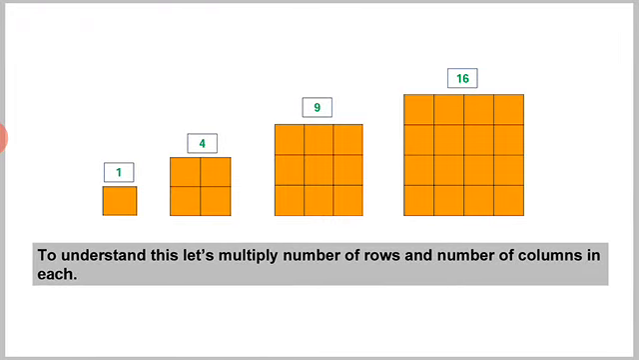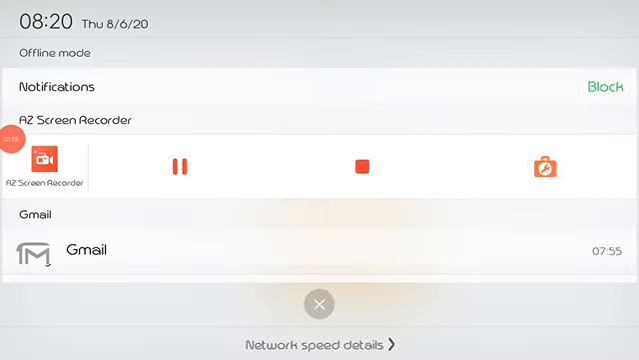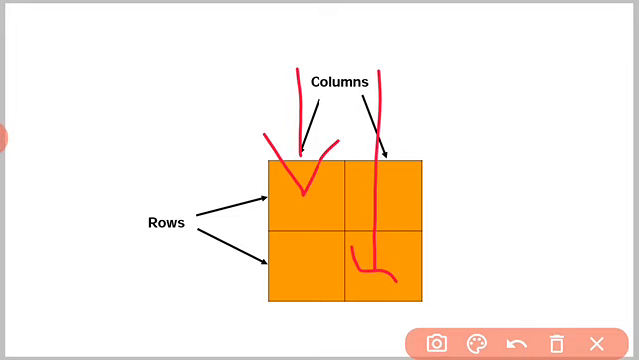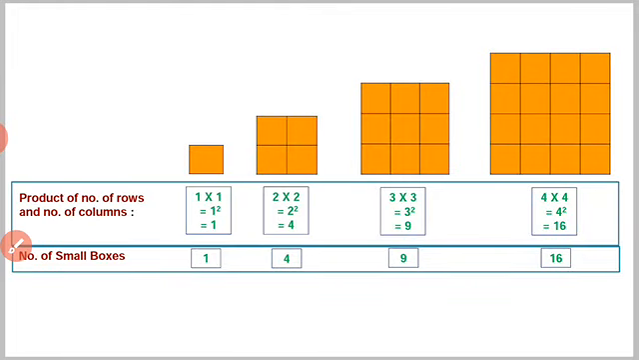To understand this, let's multiply the number of rows and the number of columns in each. So what are columns and rows? These are columns, and these are rows. So let's see the product of the number of rows and the number of columns in each. In the first case, how many rows are there? Only one. And how many columns? Only one. So 1 multiplied by 1 will be 1.